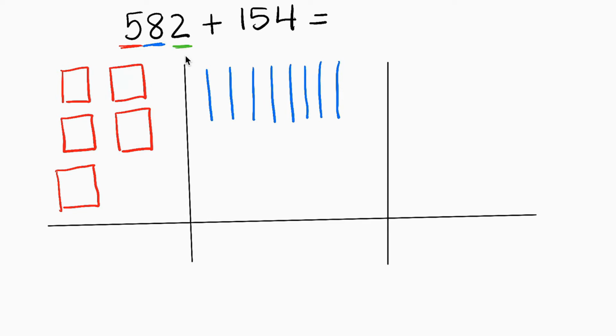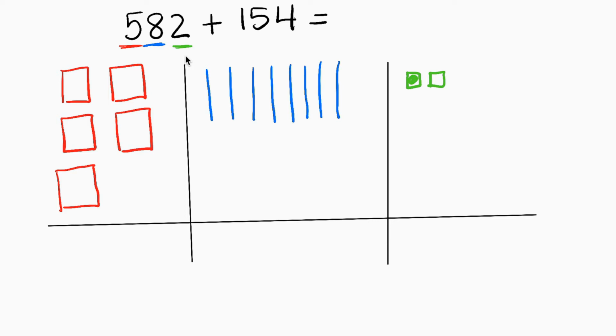Now the 2 is in the ones place. You can either do a dot if that is quicker, or you could draw a little cube, whatever is easiest for you. So there is 582 represented with base 10 blocks, but I'm not done because I have to add 154 blocks on there.